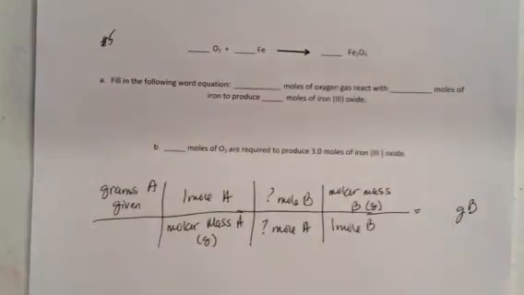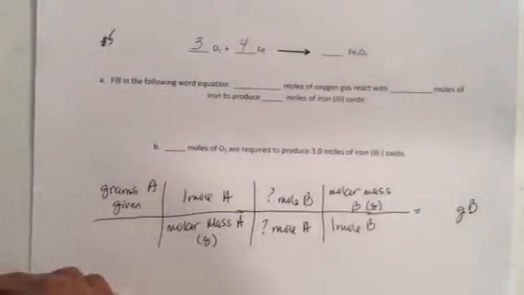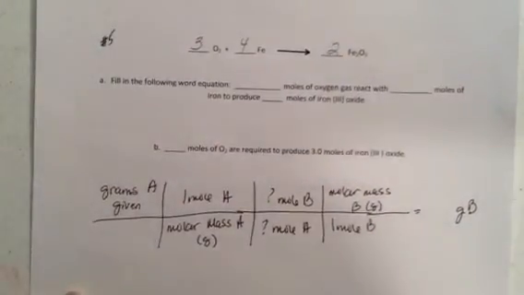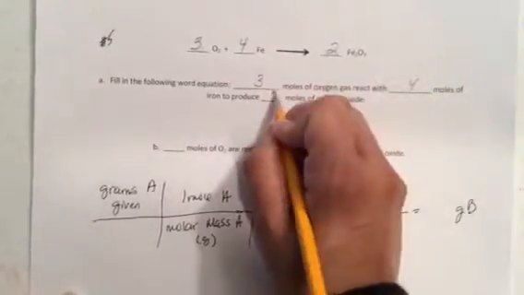Number 5, if you balance that equation, it's going to be 3, 4, 2. 3 moles of oxygen react with 4 moles of iron to produce 2 moles of iron(III) oxide. All right, and so these coefficients go into the word equation. So you're going to put 3, 4, and 2 here.